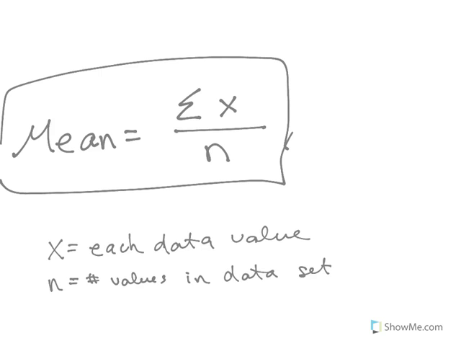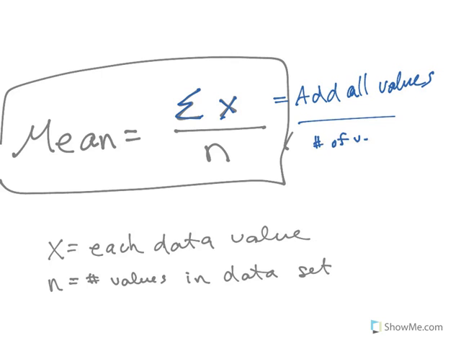You might see that the mean is written as the summation of x. So you add all the values. That's what this means. Add all the values and divide by the number of values. How many numbers are in the data set? Okay, so x is each data value in the data set, and n is the total number.